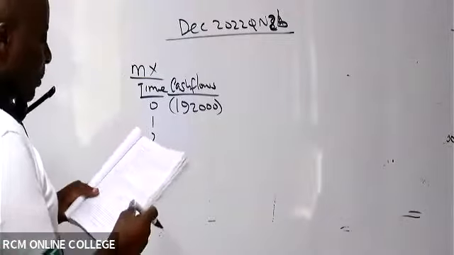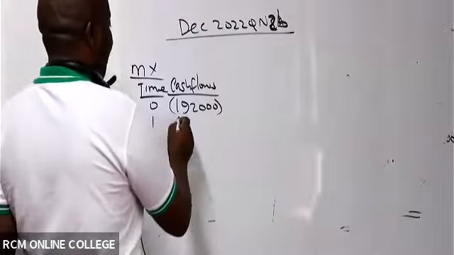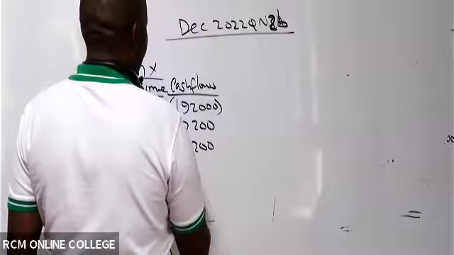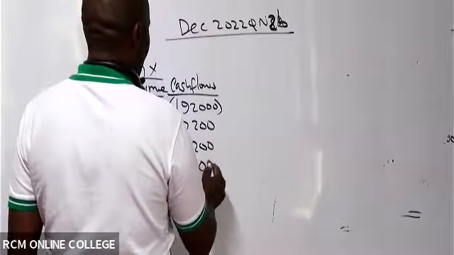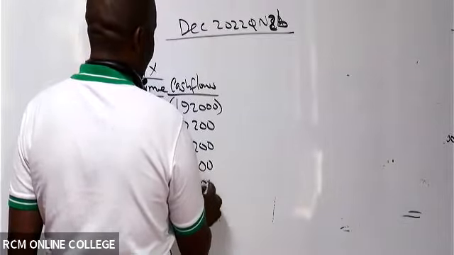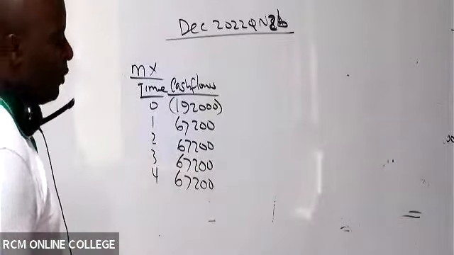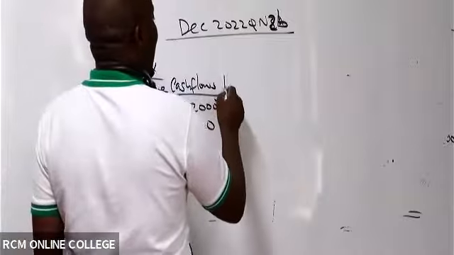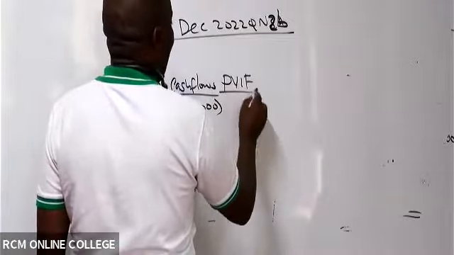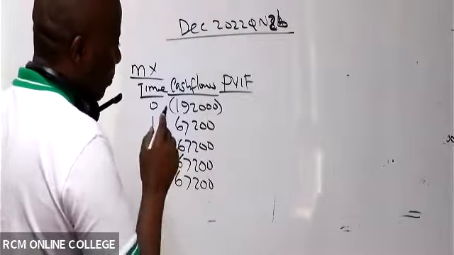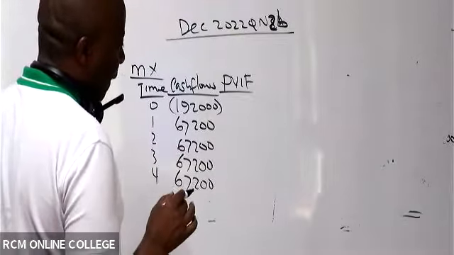Then we go to year number 1, we get 67,200. Year number 2, 67,200. Year number 3, 67,200. Year number 4, 67,200. Basically annuities. But even if they are annuities, I can still treat them as independent cash flows, and I use PVF instead of PVFA.